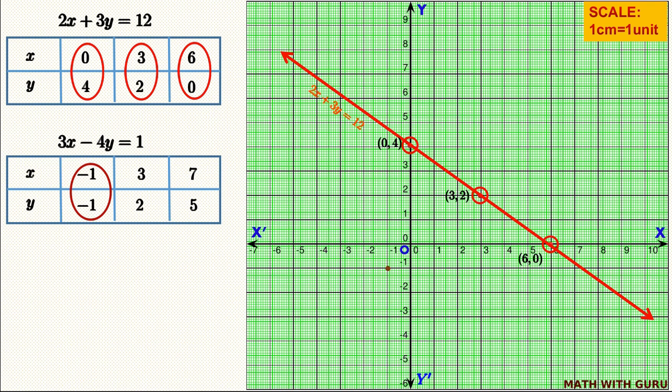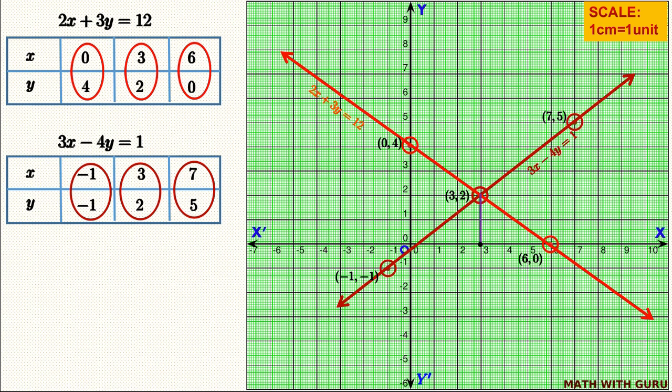Minus 1, minus 1. Then 3, 2. We have already marked the point. Here it is. 7, 5. This is the point. These are in a straight line. Therefore, draw a straight line passing through these points. This is the graph of 3x minus 4y equals 1. This is the intersecting point. X coordinate of this point is 3, obviously, and y coordinate of this point is 2. Therefore, x equals 3, y equals 2.